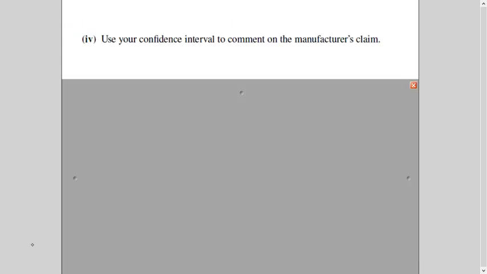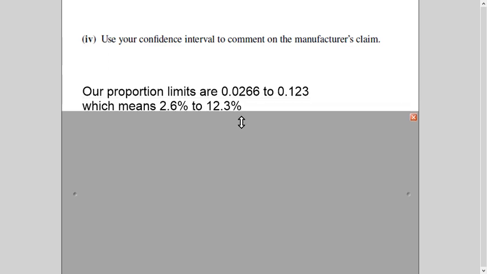Now, the last part of the question is to use your confidence interval to comment on the manufacturer's claim. What was the manufacturer's claim? He said 10%, right? In the question it was given, the manufacturer's claim was 10%. But what limits are we getting? 2.6% to 12%. So what do you think? What will you say about his claim? Is it falling between these limits? Yes, it is. 10% comes between 2.6 and 12.3%.